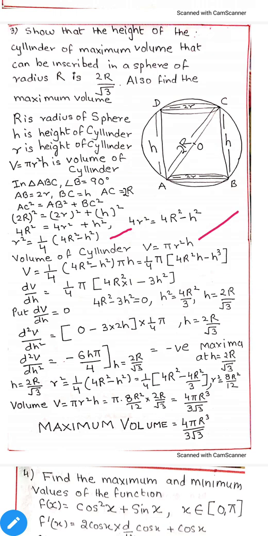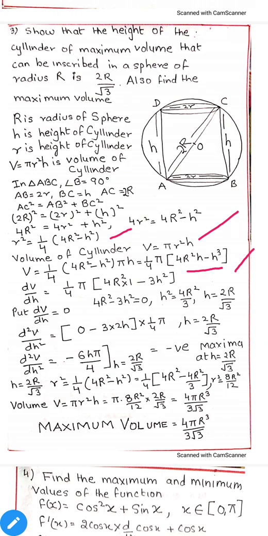Volume of cylinder is V is equal to pi small r square h. V is equal to 1 upon 4 into (4 capital R square minus h square) into pi h. Pi is outside, h multiplied inside. It becomes 4R square h minus h cubed. dV by dh. Now since the function is now only in h, we can differentiate with respect to h. dV by dh is pi upon 4 into (4R square minus 3h square).